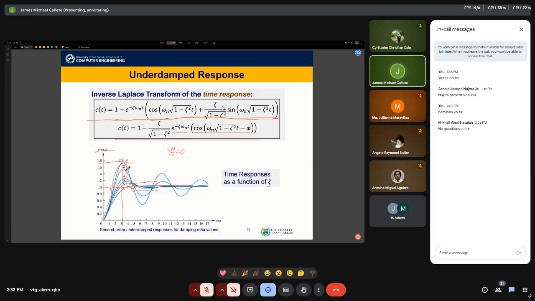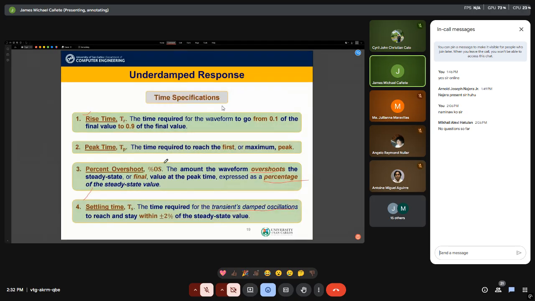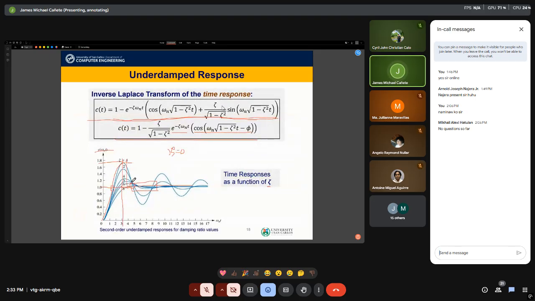So in other words, what is the maximum value of the output of our system? Because of the damping ratio, or the natural damping of the system, it will not climb higher than that level. So when we get that time, when the value reaches that point, that's peak time. The last but not the least is the percent overshoot. Overshoot means it went past its target output.